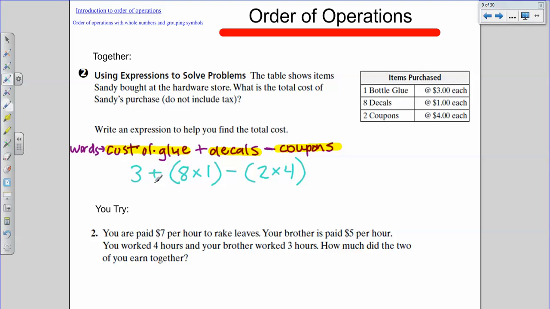So now I need to follow my order of operations. So I'm going to do parentheses first. So here's my first set of parentheses.